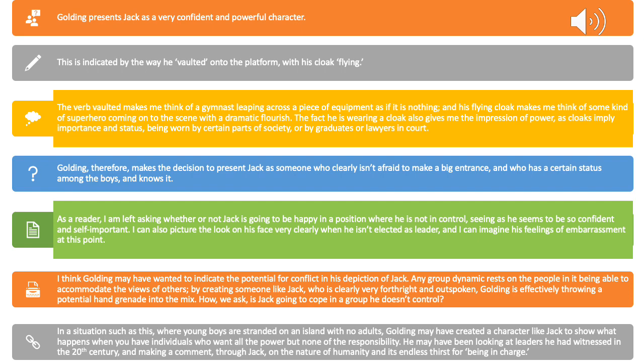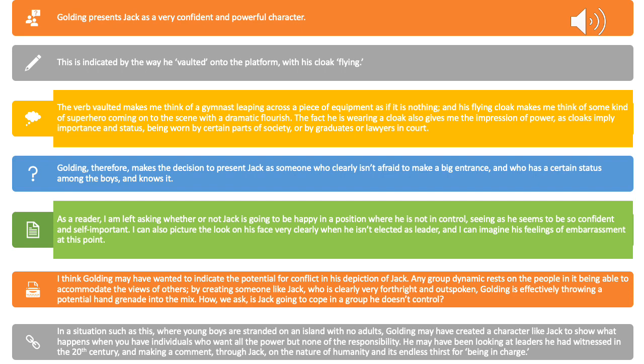I've used one verb for what I think Golding was planning on doing, and I think he wanted to indicate this potential for conflict. You don't put someone like Jack in a group of people unless you know that it's going to cause problems. So I think he did this. He's created this character to create this potential for conflict.